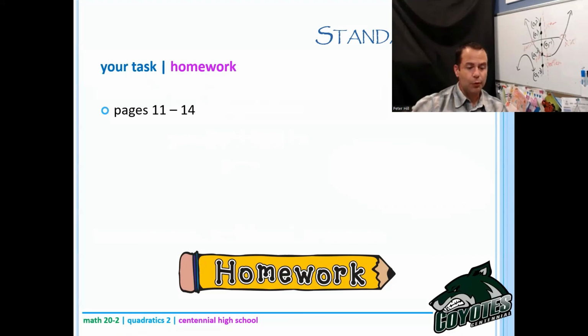Next up, we're going to look at a different form of a quadratic called factored form and some of the cool things that shows us, okay?